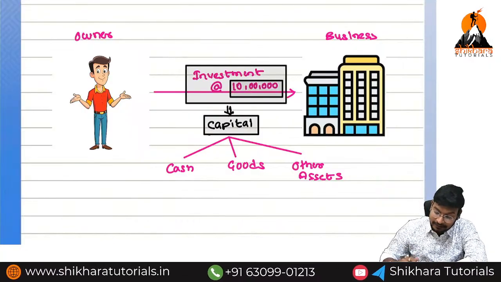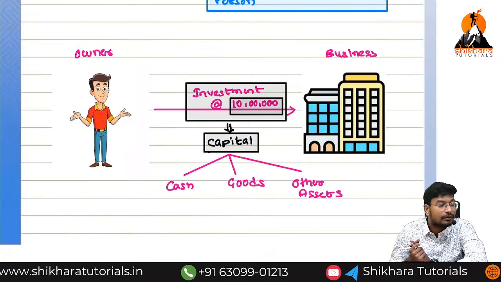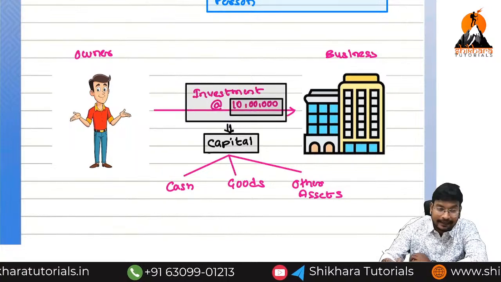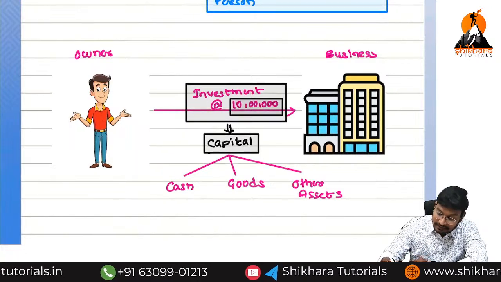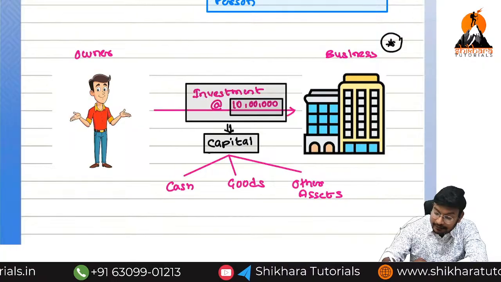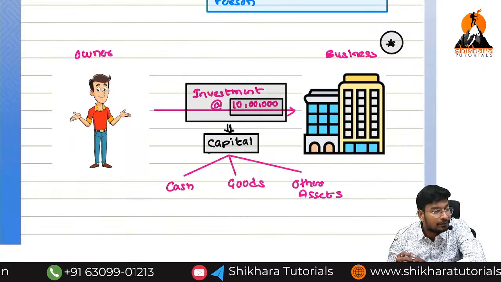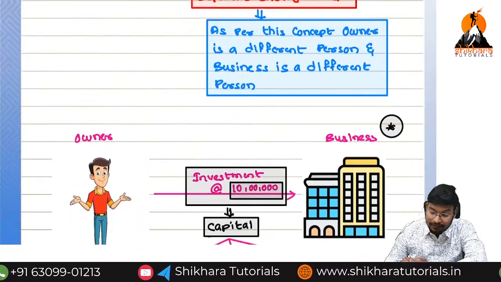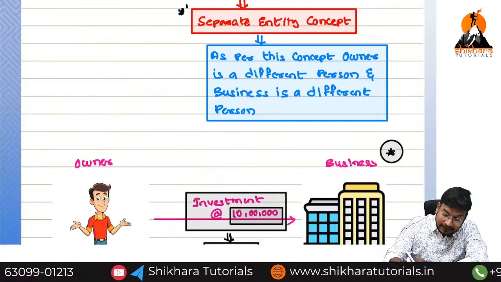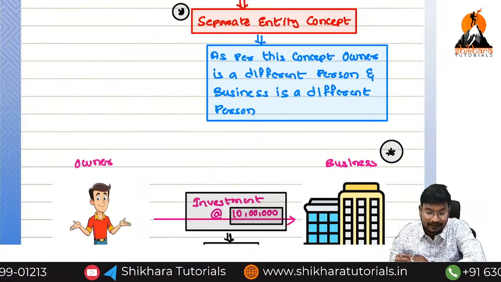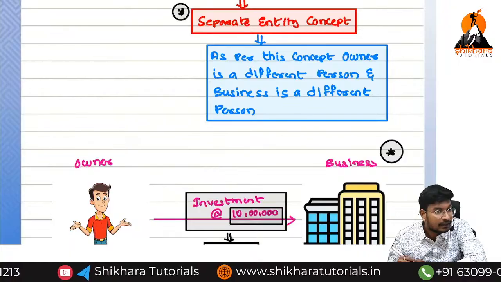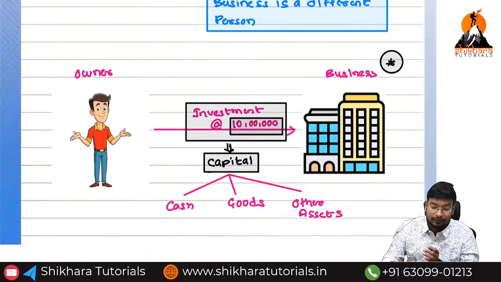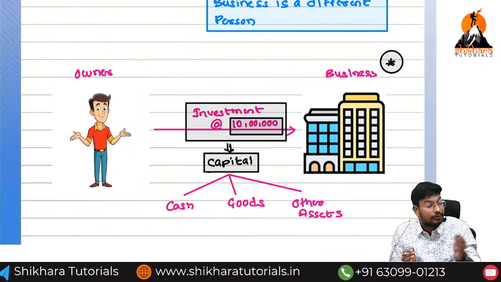So here we need to repay the capital to the owner. We need to repay, meaning in each and every situation in accounting, we means business. We need to think in every situation of accounting from the point of view of business. Why do we need to think from the point of view of business? Because of which concept? The separate legal entity concept. What does the separate entity concept say? The owner is a different person and the business is a different person. Accounting will be done from the point of view of business, but not the point of view of the owner.